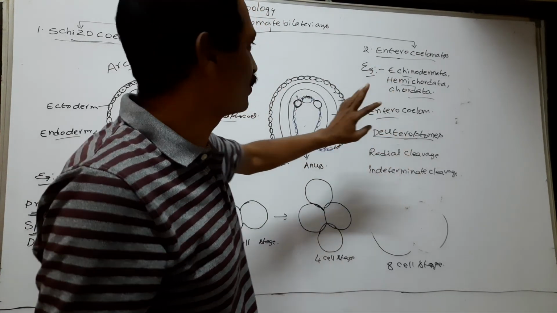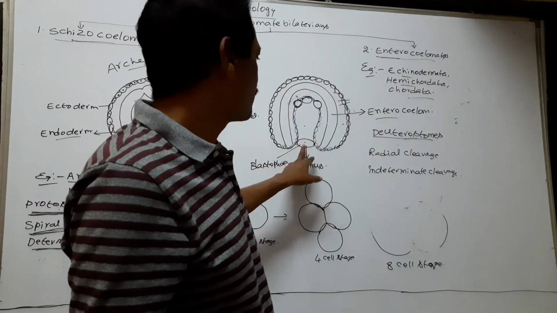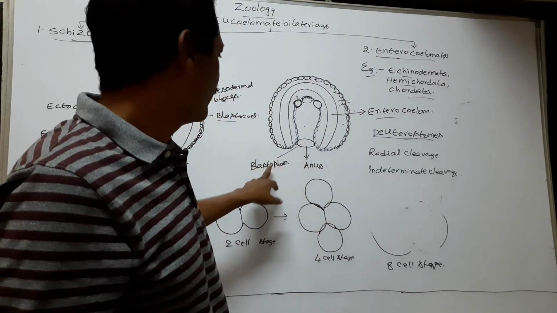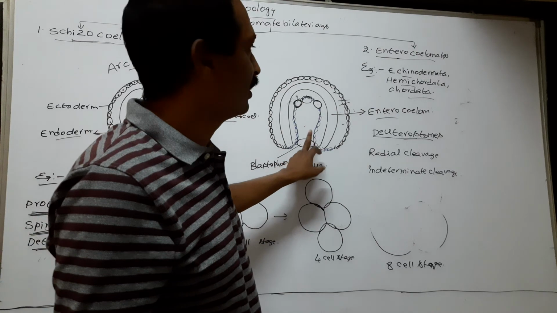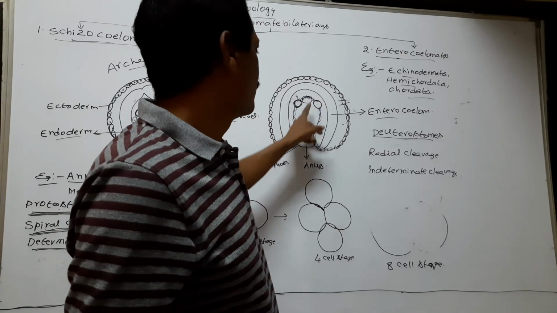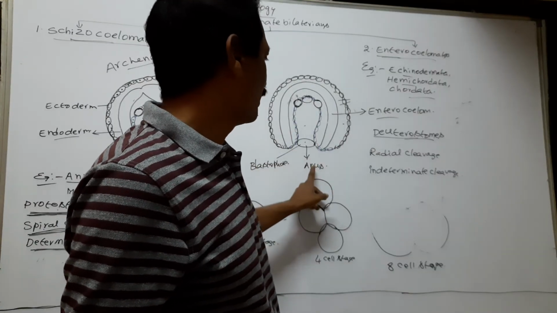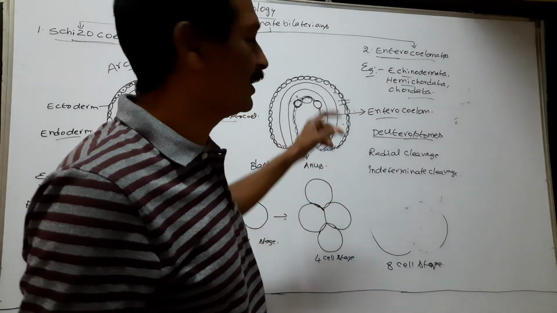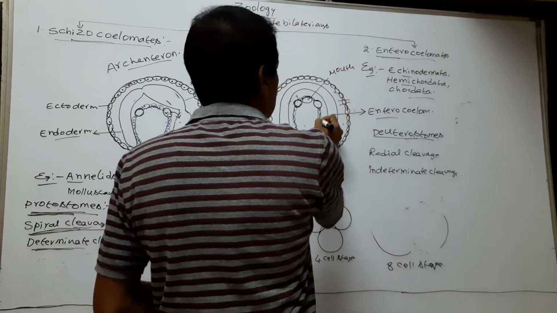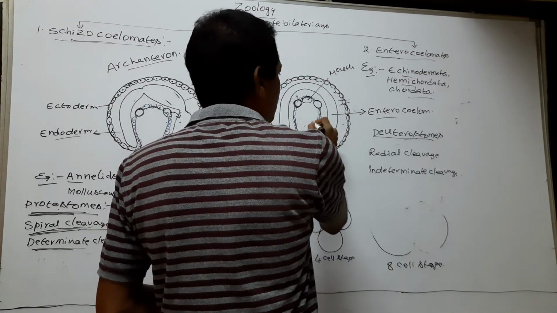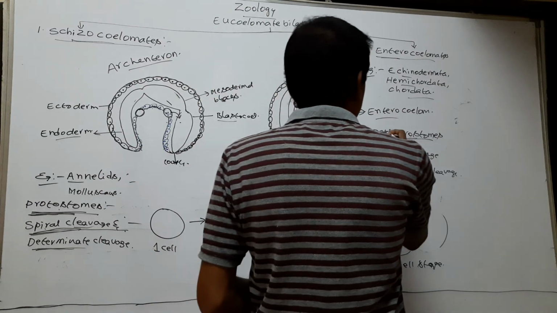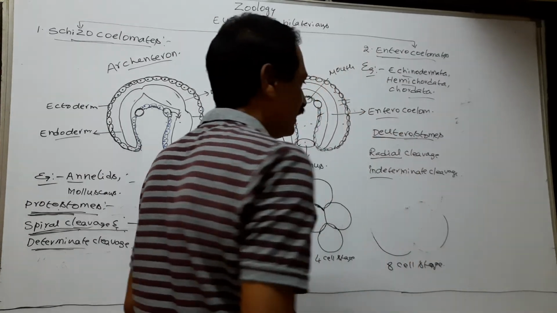So what are deuterostomes? The eucoelomates in which the anus is developed from or near to the blastopore are called enterocoelomates. The mouth is developed in the opposite direction of the anus. This is the mouth. This is the primary alimentary canal, called the archenteron. Next, radial cleavage and indeterminate cleavage.